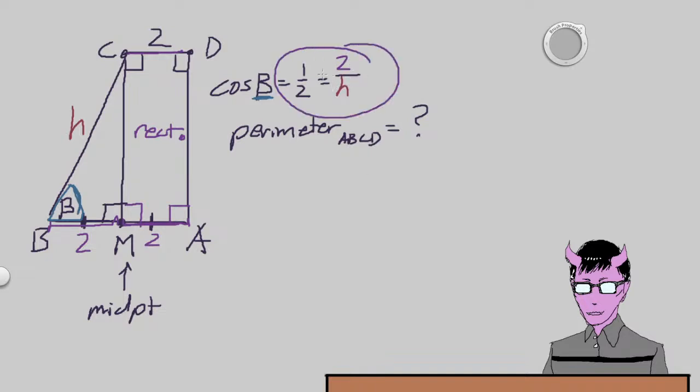There's the proportion. All we need to do is solve for h. Cross multiply is very straightforward. H is therefore equal to 4. So let's cross this out and we'll call it a 4. Very nice.